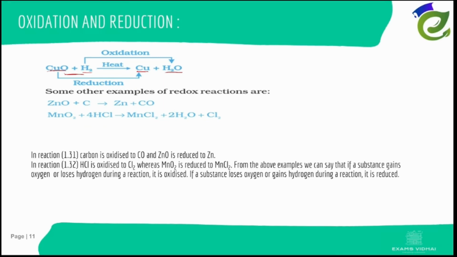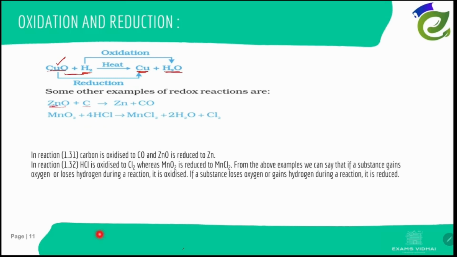How do we say what is getting reduced and what is being oxidized? Here, from copper, we are removing oxygen. Therefore, copper is being reduced, and to hydrogen, we are adding oxygen. Therefore, hydrogen is being oxidized. In higher classes, we'll discuss this with respect to valence rate. Some other examples are ZnO reacting with copper to produce Zn plus O2.